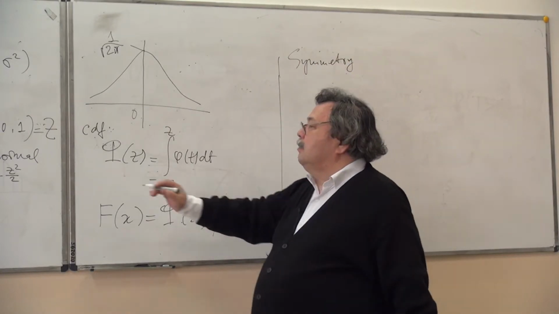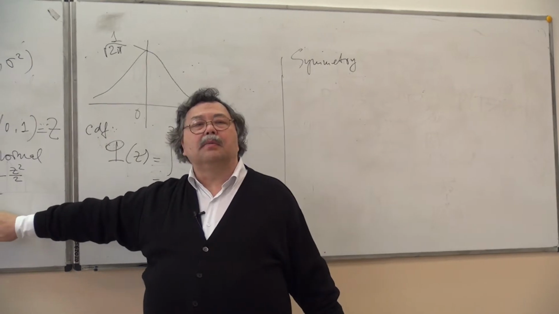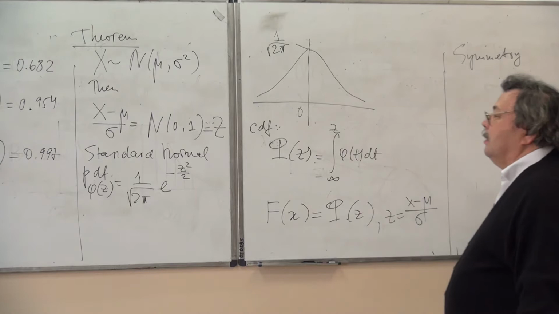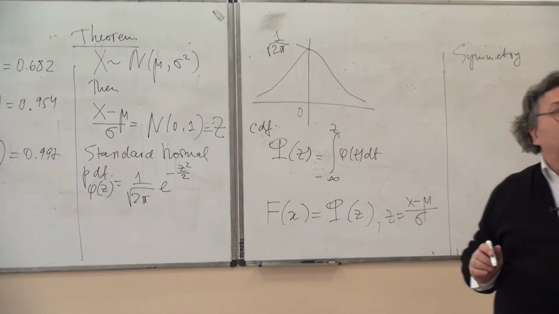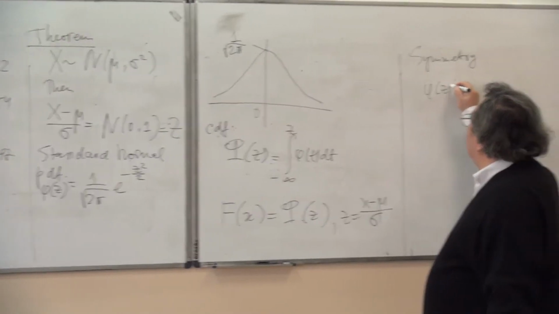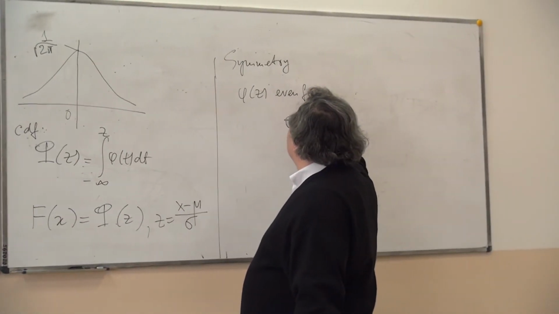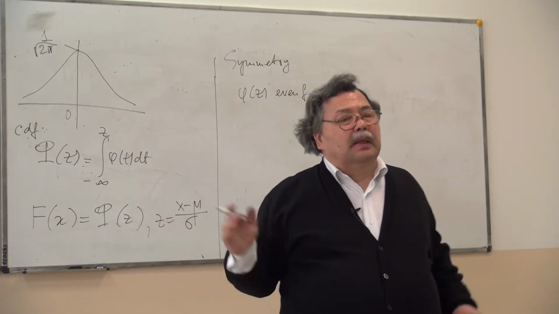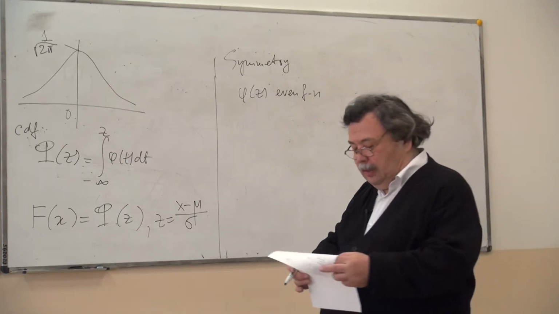Now we can use symmetry. And the symmetry is this. Look at this phi function. It's symmetric about 0. Well, the right word to use, it's even. So phi of z is an even function. And this can be used to make the table shorter.